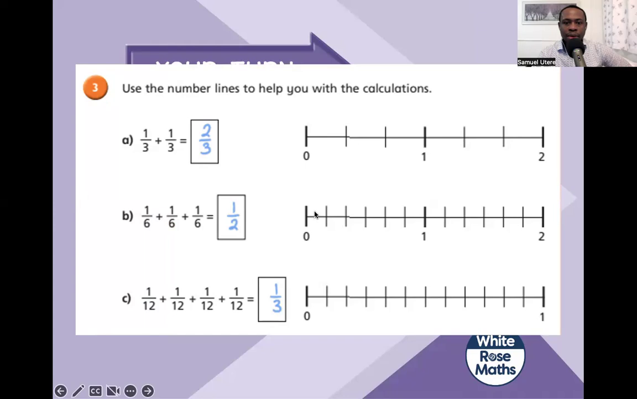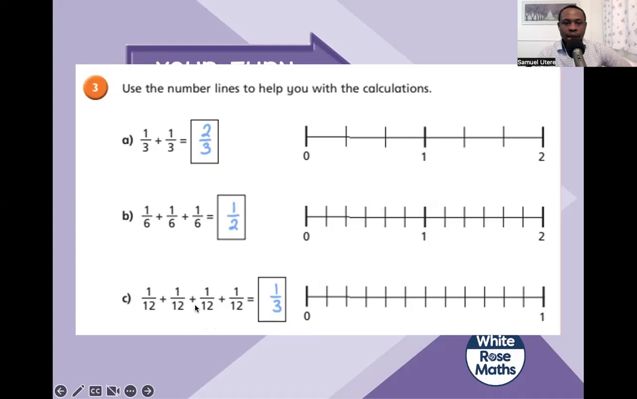So you can see that we have 1, 2, 3, 4, 5, 6. So we have 6 intervals between 0 and 1. So here is 1/6, 2/6. So if we add 2 more 1/6s to 1/6, we will be at 3/6, which is the same thing as a half. You can see that it is a half from 0 to 1, that is half.